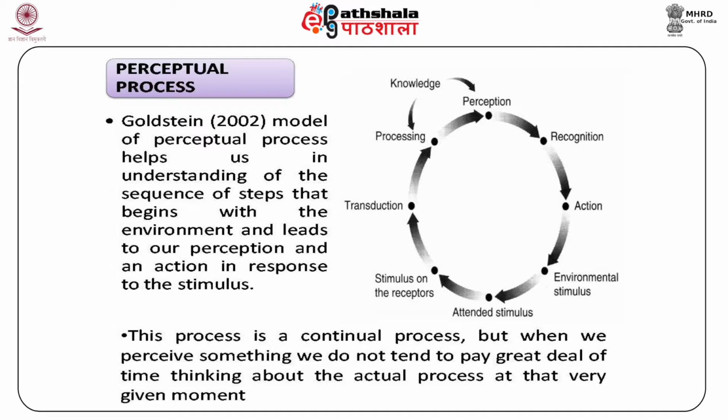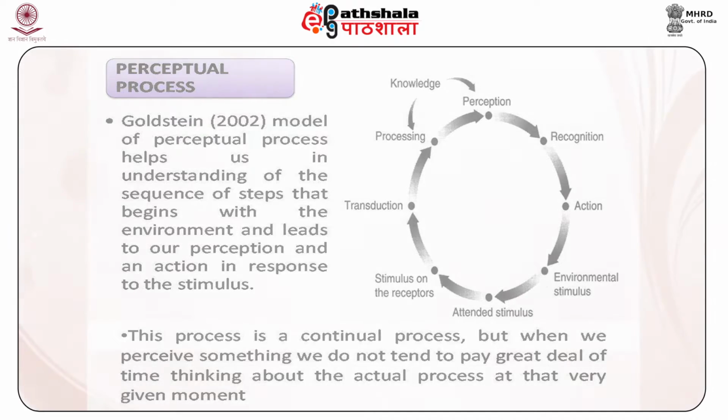This process is also shown in a diagram which explains the continual perceptual process, where perception is through recognition, action, your environmental stimulus, your attended stimulus which you are focusing on, your stimulus on the receptors, transduction coming into account, and processing, which further leads to perception, and the knowledge from processing also leads to your perception.